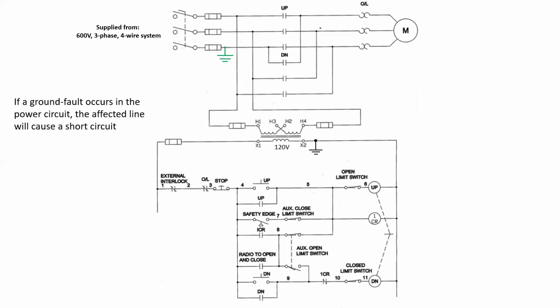If a ground fault occurs in the power circuit, the affected line will cause a short circuit, such as we see at the very top in phase C. We would have a short circuit back to the source, and the fuse would blow.